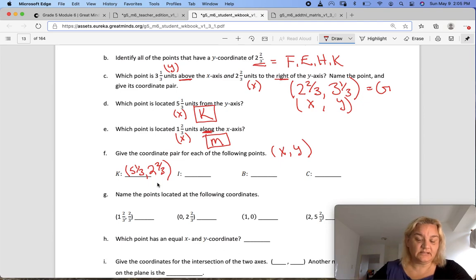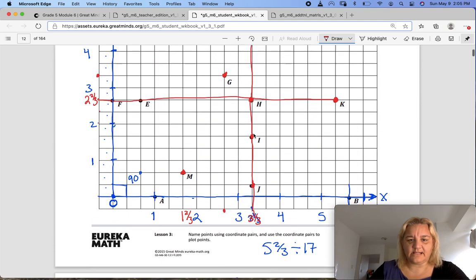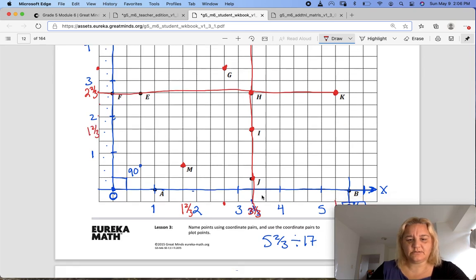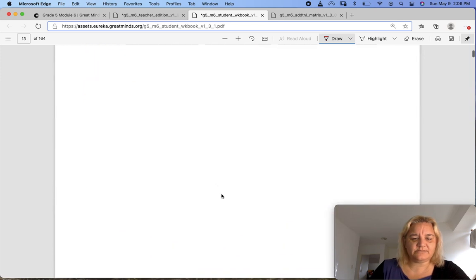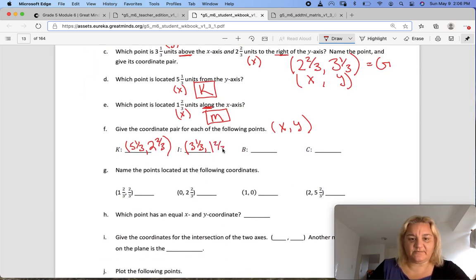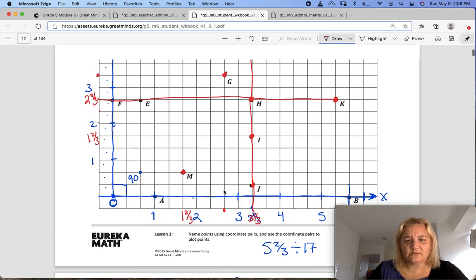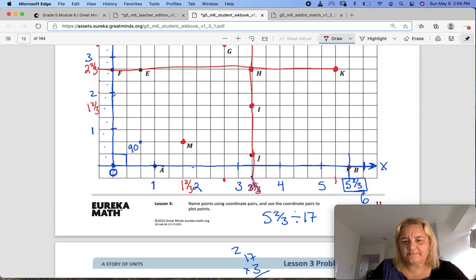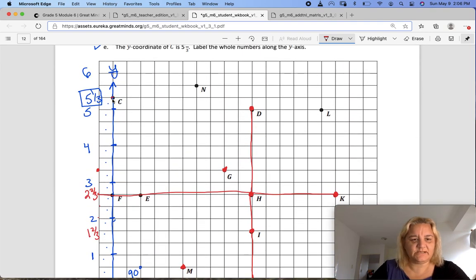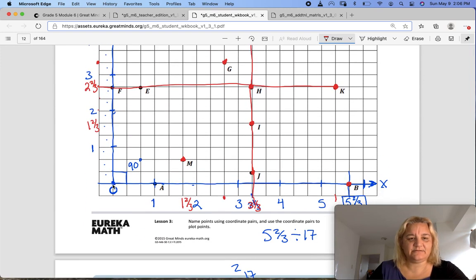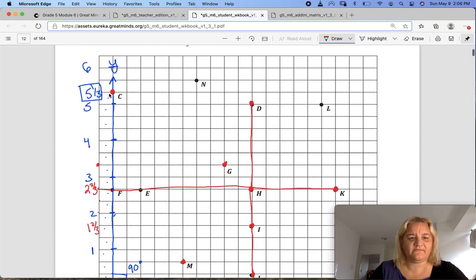Maybe you can write a little smaller than I can. I, where's I? I is here, so that's 3 1/3 and 1 2/3. What was it? 1 2/3. Okay. It's probably easier for you because you can just look from page to page and I have to scroll up and down. Okay, B. Where's B? Oh, way over here. B's at 5 2/3 and 0. And C, which is here, and that's at 0 and 5 1/3.